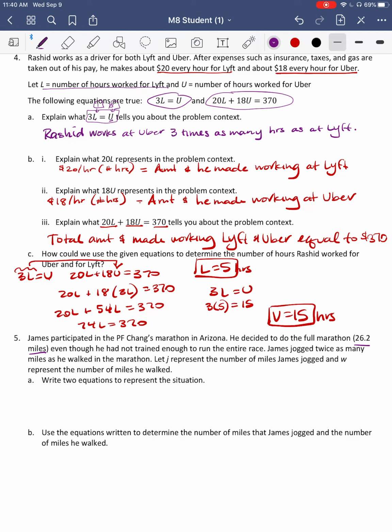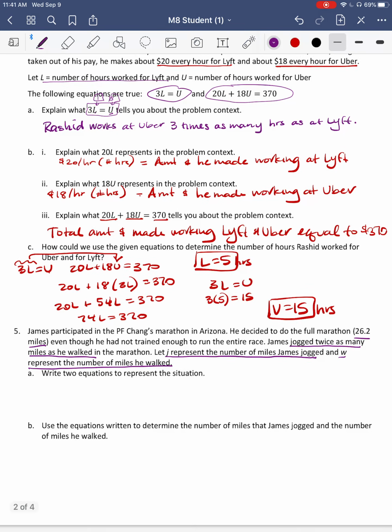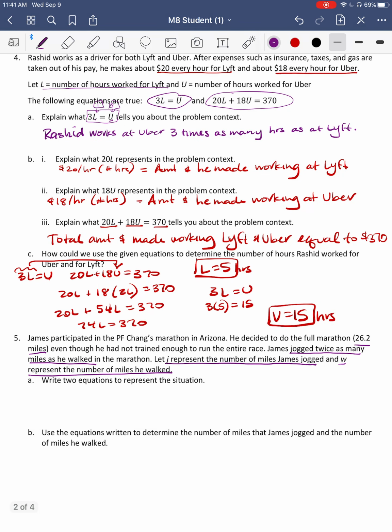We also are told that James jogged twice as many miles as he walked in the marathon. Here we're already given the variables we're going to use. J represents the number of miles James jogged, and W represents the number of miles he walked. So we need to write two separate equations to represent this. Whenever we have a system of equations like this, we're going to write one equation to describe one part of the information and one equation to describe the other part.